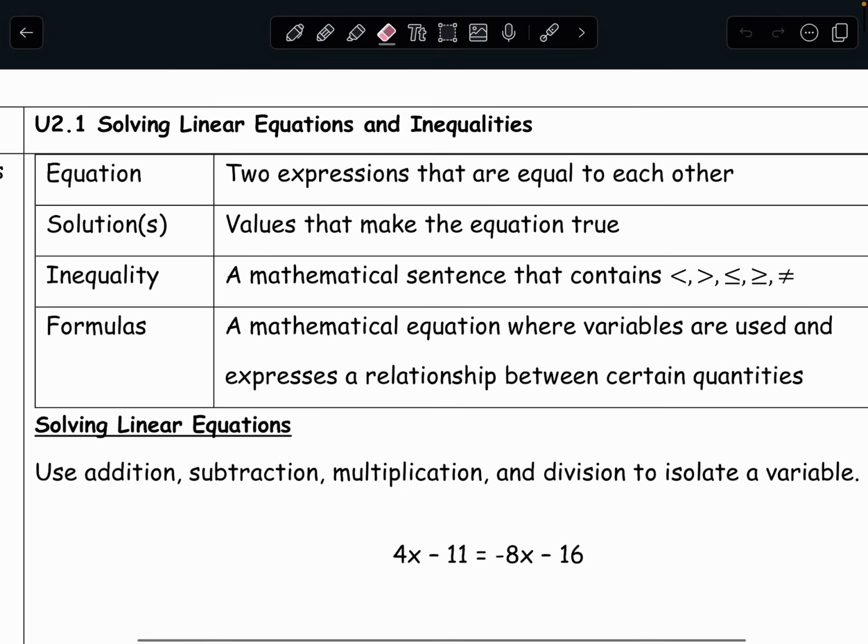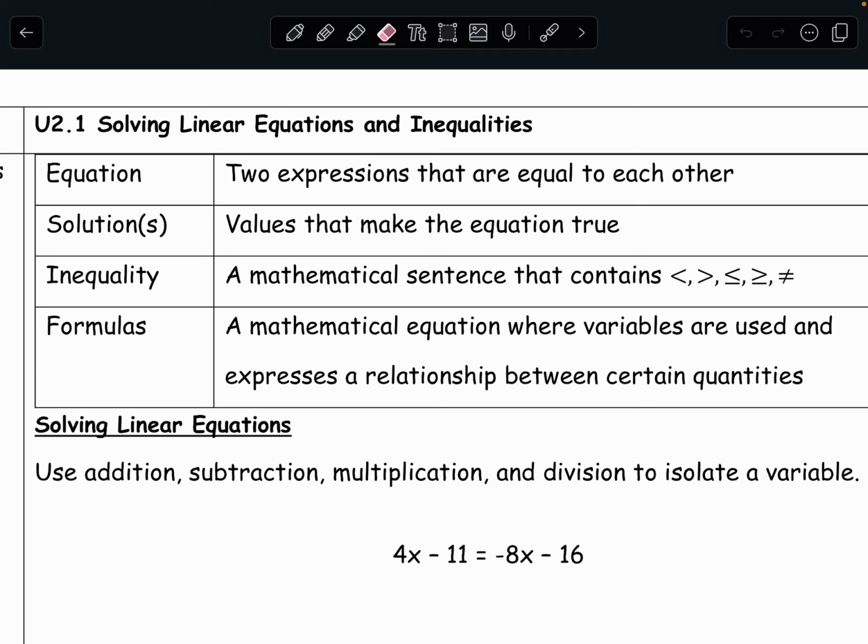So first one, equation. It's two expressions that are equal to each other. So the difference between an equation and an expression is that we have an equal sign. Solutions are values that make the equation true. And an inequality is a mathematical sentence that has less than, greater than, less than or equal to, greater than or equal to, or not equal to.